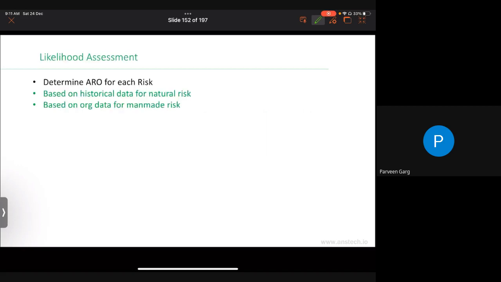Okay, then you do a likelihood assessment. How many times will an earthquake happen in this area? So suppose you are planning to create a data center in Delhi. Before you do that, the risk management team will definitely find out how many times earthquakes take place, and whether it's a low-lying area where there's a chance of flood, because nobody would like to have a data center in a flood-prone area. Okay, earthquake is still manageable. Flood is something which is not manageable.